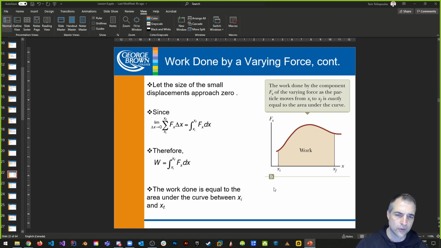For us, most of the time, for our games, we don't usually do this unless we're doing some kind of simulation. We use constant force.